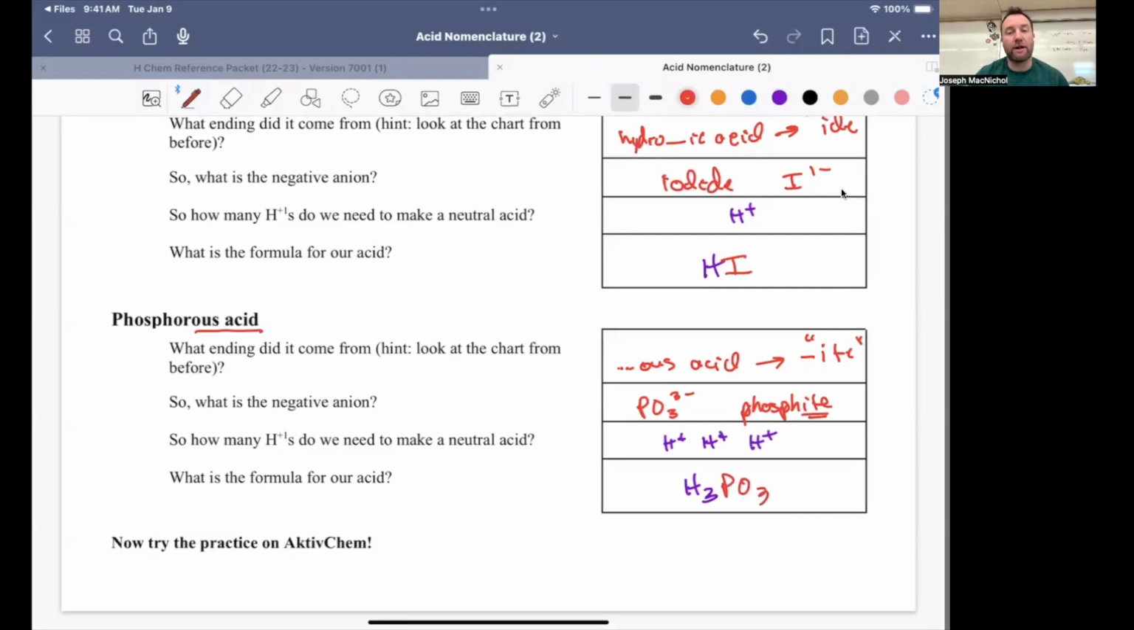So this is going to be H3PO3. Okay, this is much better with practice. So hop on to Active Chem and do your practice for homework.